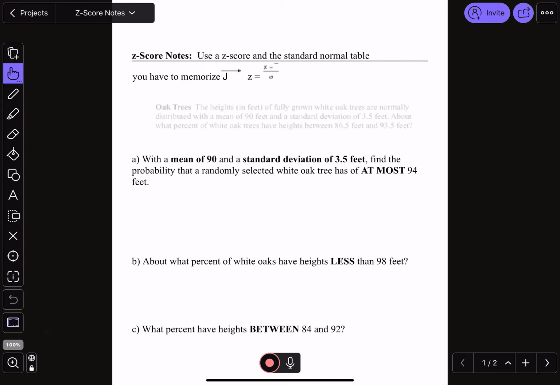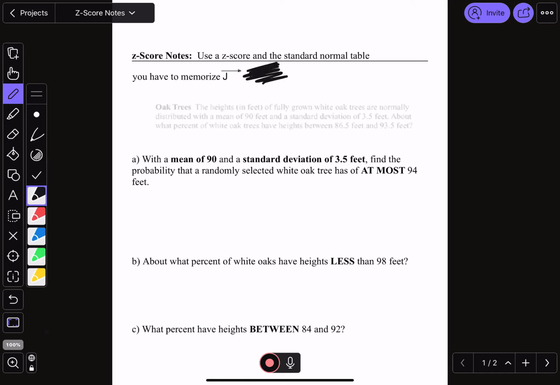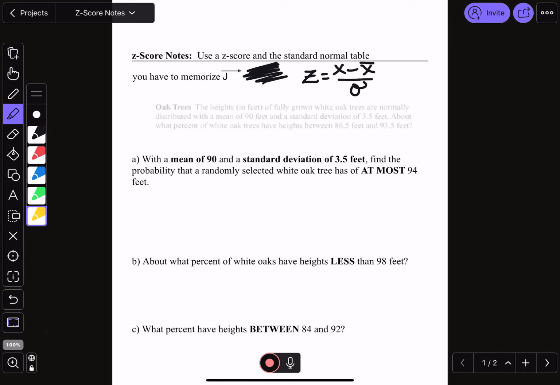With these notes, okay, you are going to need to know this formula. It comes out a little bit weird on mine, okay? So this should be z is equal to x minus x bar over standard deviation, okay? This is the formula we are going to use from now on, okay?